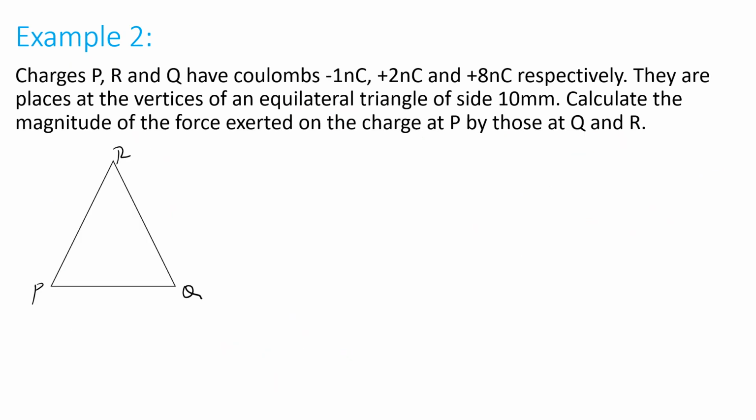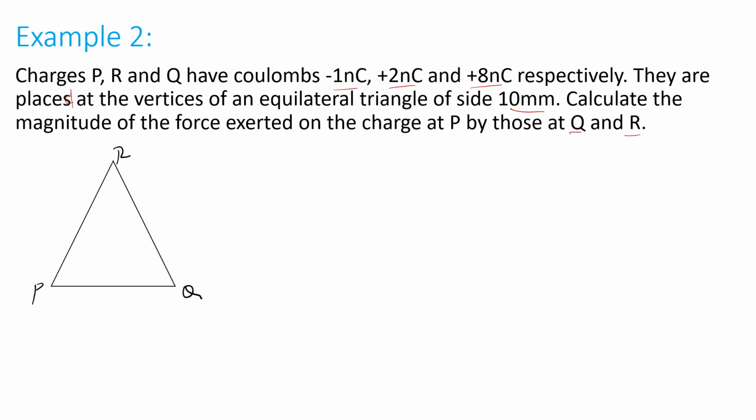Example 2 says that charges P, Q, and R have charges of -1 nanocoulomb, +2 nanocoulomb, and +8 nanocoulomb respectively. They are placed at the vertices of an equilateral triangle of side 10 millimeters. Calculate the magnitude of the force exerted on the charge at P due to the charges at Q and R.